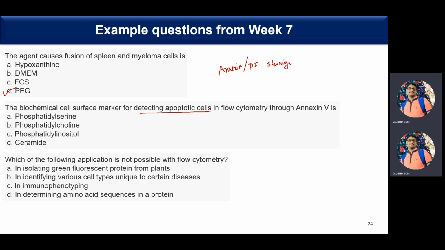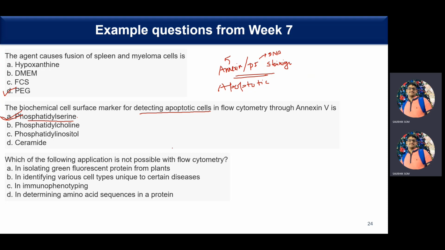So this annexin PI staining is used to stain apoptotic cells. PI binds to the DNA, and annexin binds to something known as phosphatidylserine. So this is the correct answer: phosphatidylserine. Annexin binds to this particular thing.